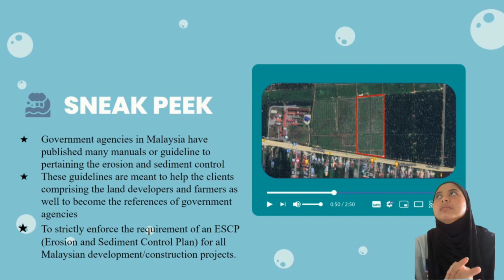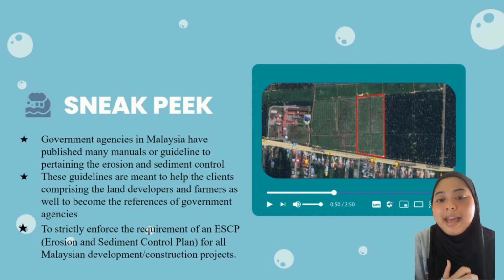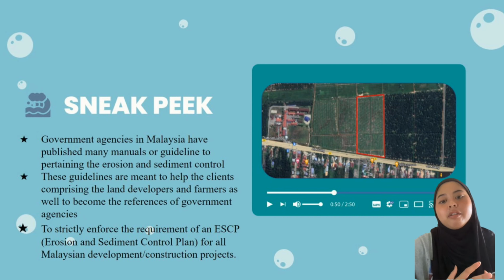So, government agencies in Malaysia have published many manuals or guidelines pertaining to erosion and sediment control. These guidelines are meant to help the clients, comprising the land developers or farmers, to become the references of government agency.